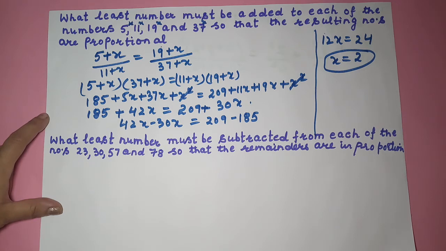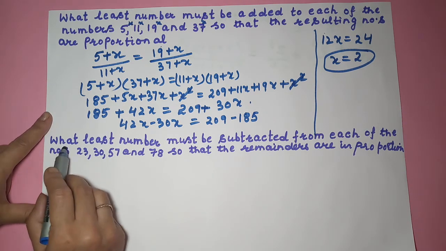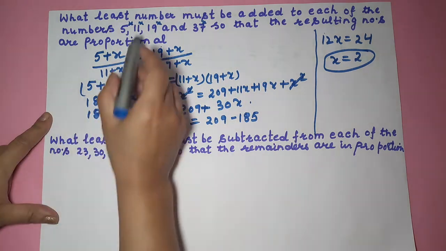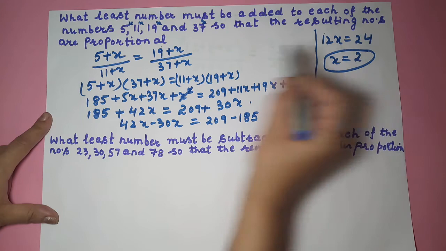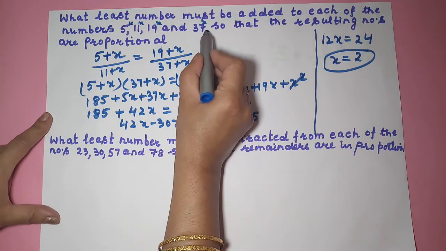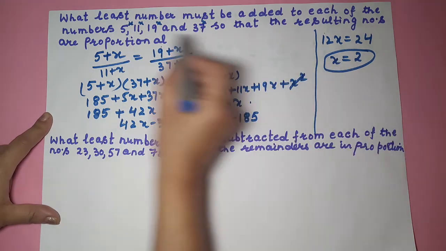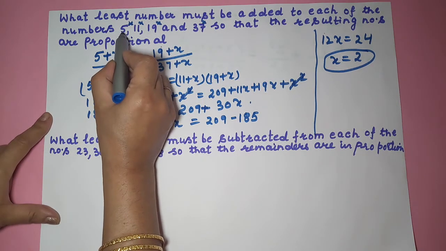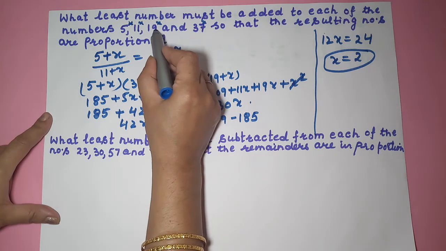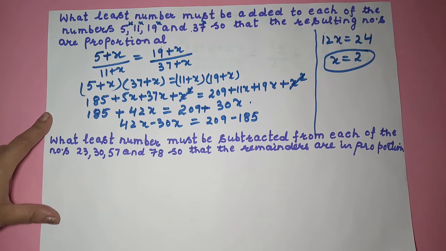Okay. Let's go to the second question now. He's saying what least number must be subtracted. Now here we had to add the number so that if we add x to 5, 11, 19 and 37, they will be in proportion. What does that mean? That means 5 plus 2 is 7, 7 divided by 11 plus 2 is 13, 7 divided by 13 will always be equal to 21 divided by 39. Right? Okay.